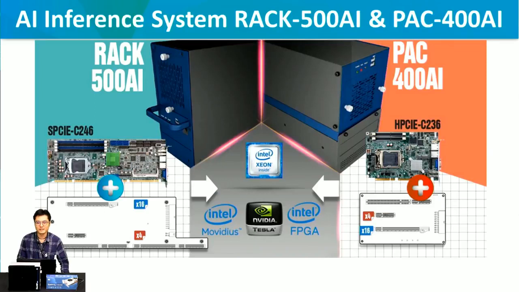The RACK500 AI is designed for full-size deep learning accelerators, such as the NVIDIA Tesla series, and the PUZZLE400 AI is designed for half-size acceleration cards, such as the Mustang F100-A10. And both of those series are reserved with 4 PCIe slots, which are used for a 10 gig frame grabber to get the information from other devices.